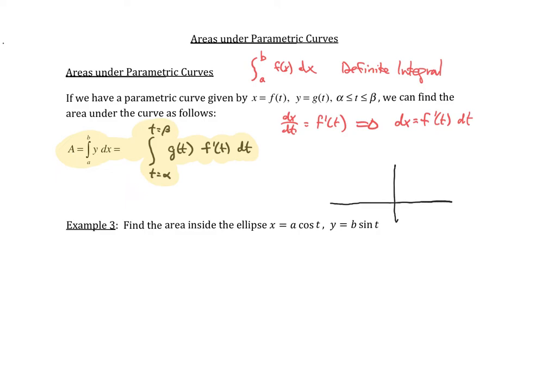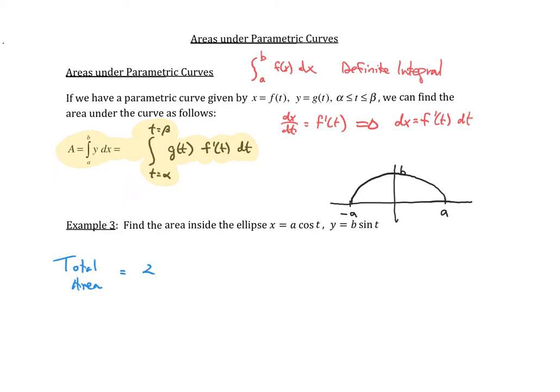And we're not going to find the area inside the entire ellipse. What we're going to do is find the area inside the top half of the ellipse, going from negative a to a. And let's say that this part here is b. So we know that our ellipse is going to look something like this. We're going to find the area of the top half, and then we're going to multiply that by 2. Okay, so the total area is going to be equal to 2 times.